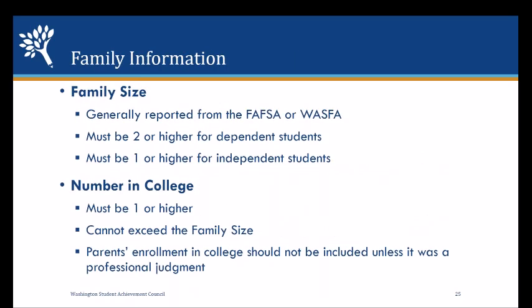On your family information, family size is generally reported from the FAFSA or the WASFA. It must be 2 or higher for dependent students, and it must be 1 or higher for independent students. Number in college must be 1 or higher, but it cannot exceed the family size. The parents' enrollment in college should not be included unless your institution included them as part of a professional judgment decision.